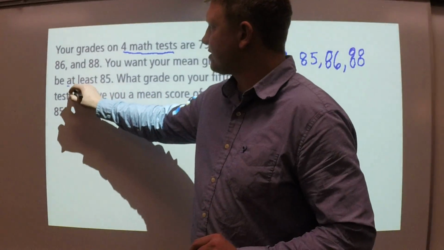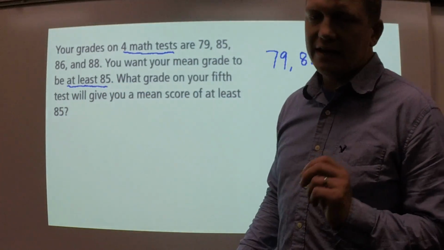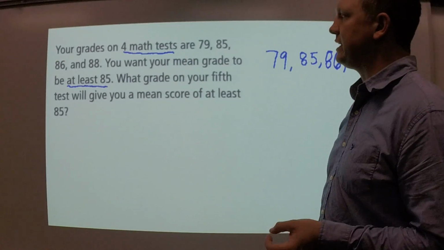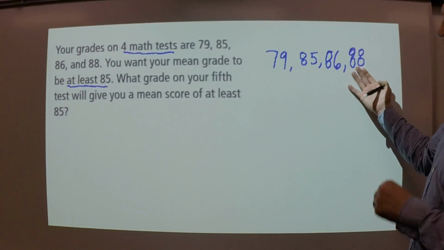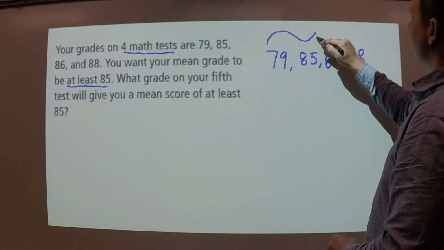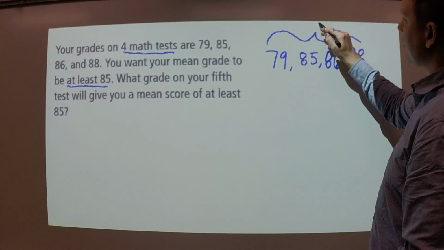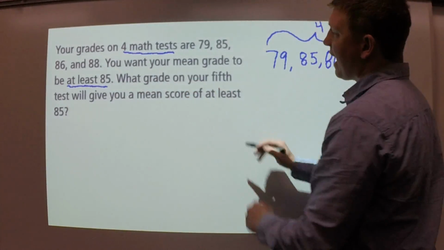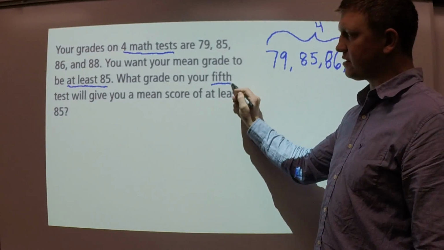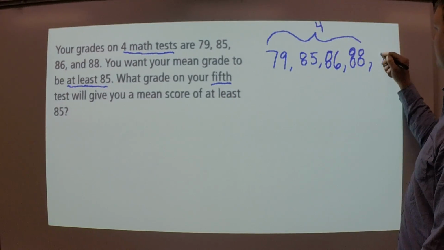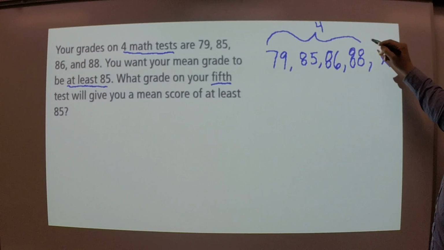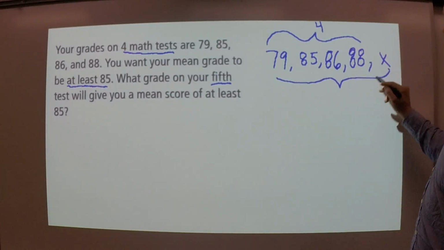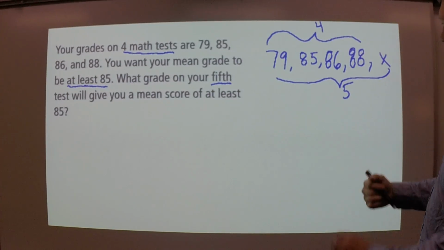And the question here is, if you want your average to be at least, so right here it says at least 85. You want your score to be at least an 85%. These are the 4 tests that you've taken so far. We want to take one more. This is 4 total tests that you've done. And it says right here, what grade would you have to get on your 5th test? That means one more test. You have to have one more, so that would be a total of 5 tests total.